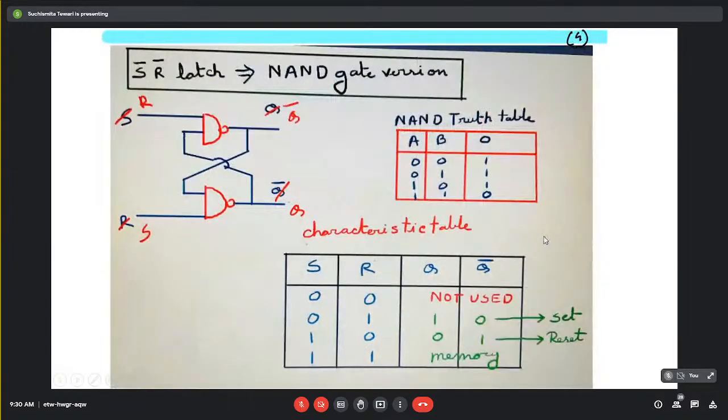So far we have seen the latch with NOR gates. Now there is another universal gate, the NAND gate. If we want to design the latch with NAND gates, it will be something like this. The configuration remains the same, only the gate changes. And here you see the nomenclature will be like this.